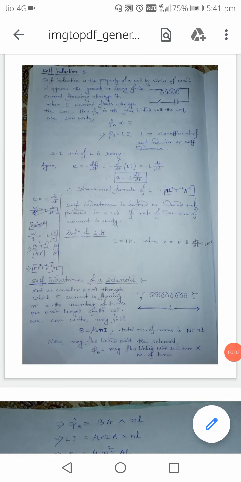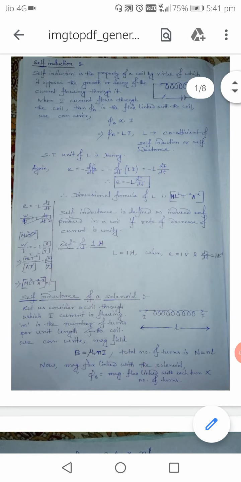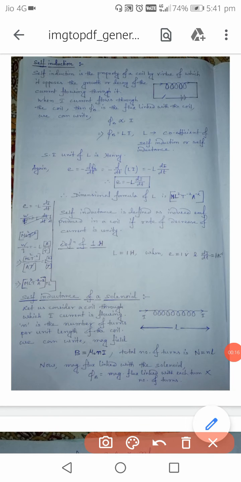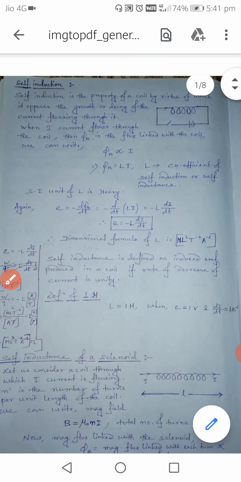Our next topic is self-induction. So in self-induction, what happened is there is a coil, suppose we consider the coil here. Then through this coil some amount of current is allowed to flow. This one is the coil, and there is a battery, there is a key. So when the key is switched on or closed, then current in the circuit starts developing.